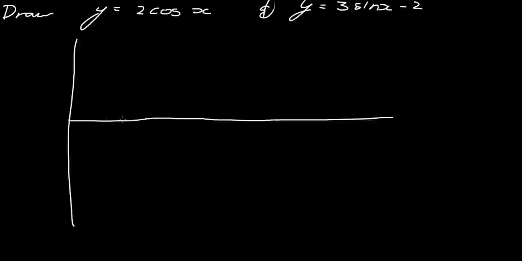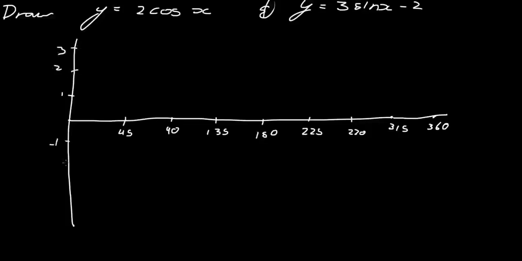So I'm just going to plot at 45 degrees, 90, 135, 180, 225, 2... My maths is letting me down here. 265, 270, 315, and 360. Okay. 1, 2, 3, minus 1, minus 2, minus 3.